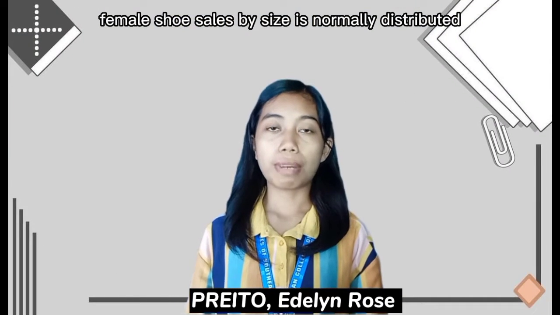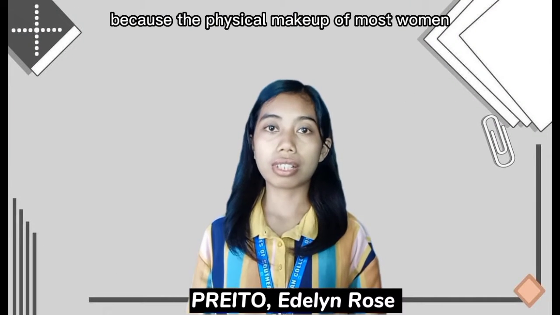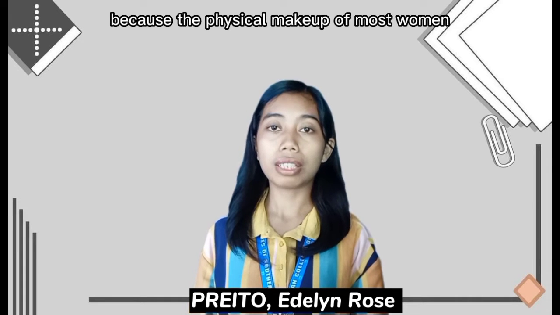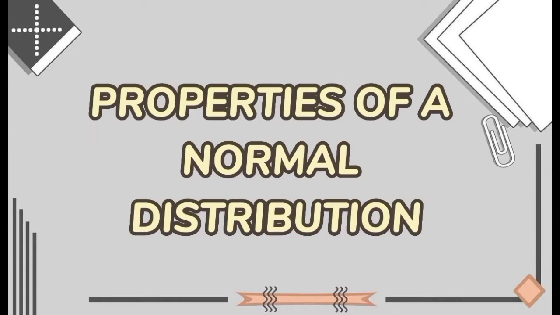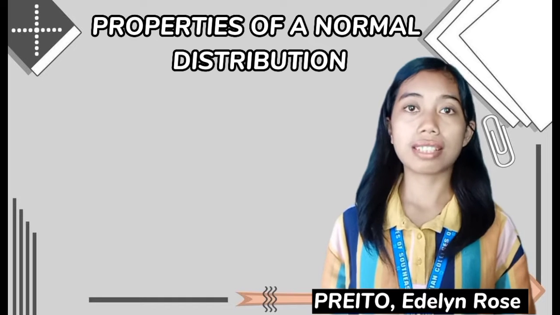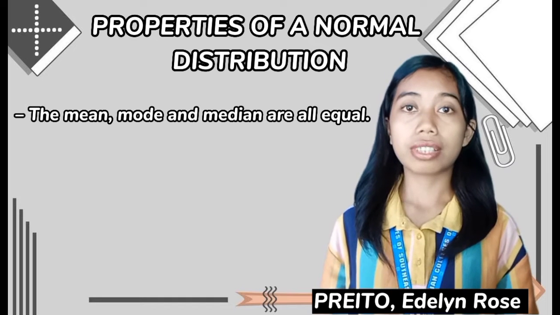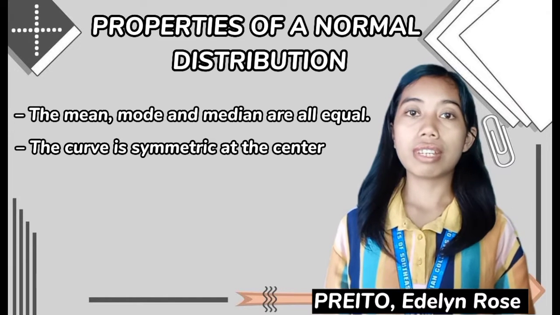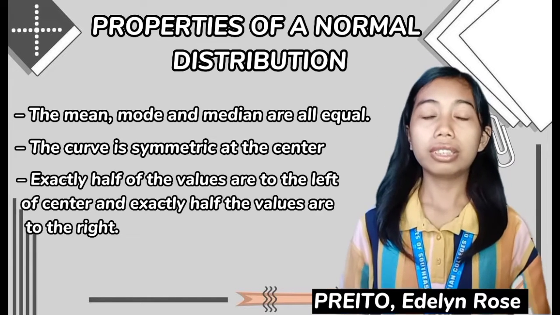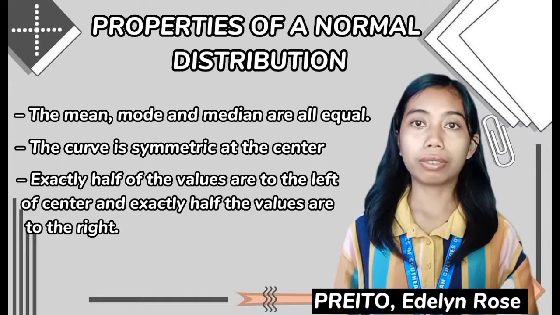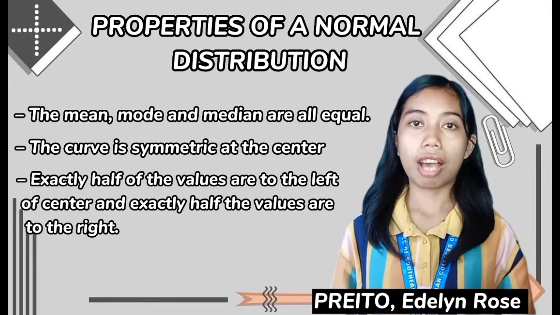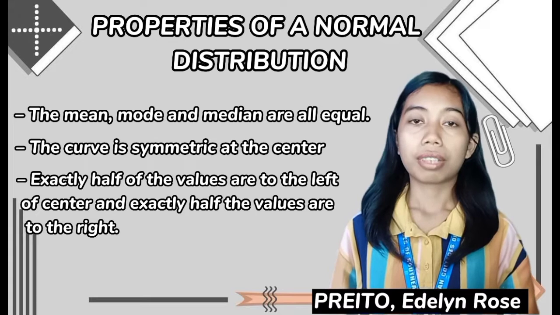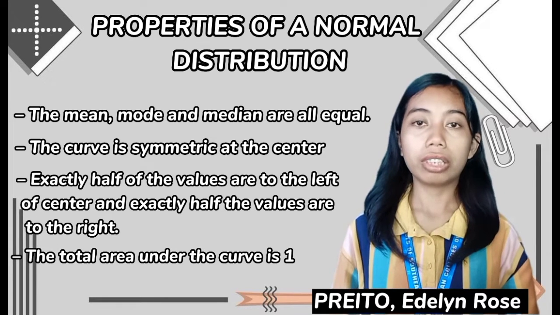Female shoe sales by size are normally distributed because the physical makeup of most women is almost the same. A normal distribution has the following properties. First, the mean, mode, and median are all equal. Second, the curve is symmetric at the center. Third, exactly half of the values are to the left of center and exactly half of the values are to the right. Fourth, the total area under the curve is 1.